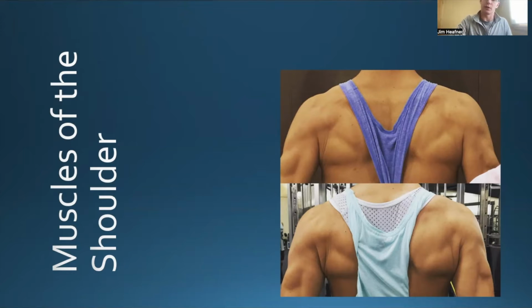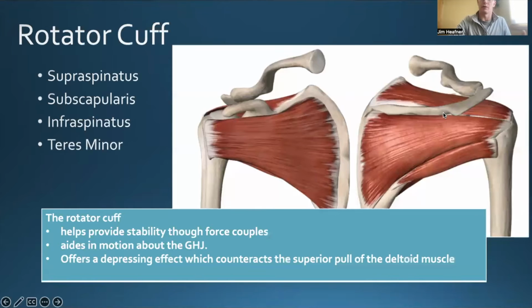With the muscles of the shoulder, the first muscles that people think of are the rotator cuff muscles. These are four muscles that help provide stability around the glenohumeral joint through force couples, and they aid in the motion of the glenohumeral joint. I think about the rotator cuff as sort of a suction cup of four muscles that, when we move our arm, engages around the shoulder and allows for clean, smooth movement at the glenohumeral joint. These muscles are the subscapularis, supraspinatus, infraspinatus, and teres minor.